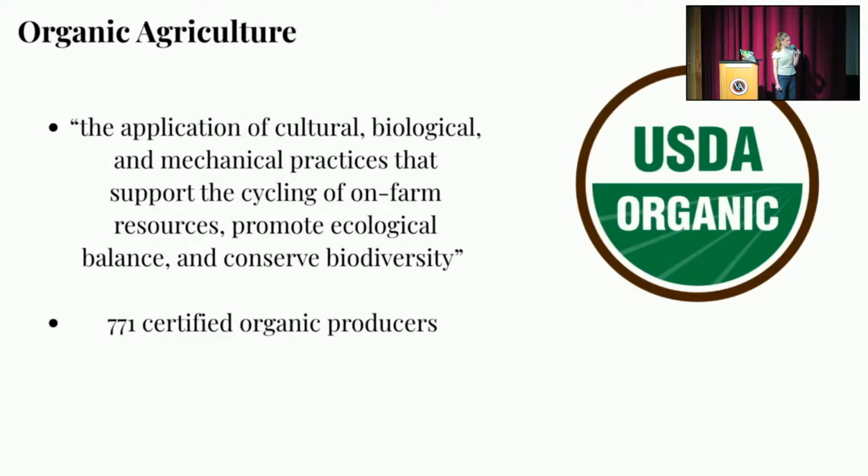Now I want to explain a little bit about what organic agriculture is and why I selected it as a subset for my research. The USDA defines organic agriculture as the application of cultural, biological, and mechanical practices that support the cycling of on-farm resources, promote ecological balance, and conserve biodiversity. In terms of certifications, there are 771 certified organic producers. There are many more farmers throughout the state that implement organic practices, but in order to be certified, you have to go through a whole process. So this is the number that are officially certified.